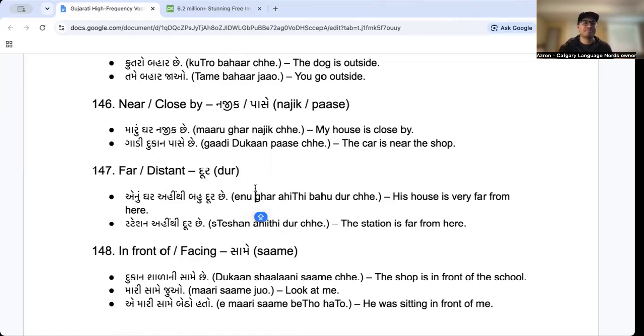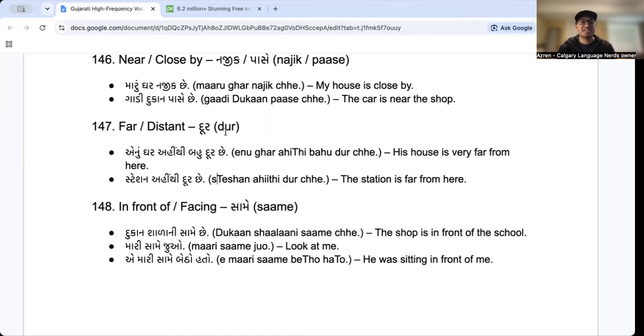So yeah. If something is far or distant, we say dur. Enu ghar ainti bo dur che. His house is very far from here. So this is the key word here. Ainti. Remember, ain is here. T we saw like 7 videos ago or something. T is like from. So from here. Ainti. Station ainti, again, from here, dur che. It is far from here. The station is far from here.